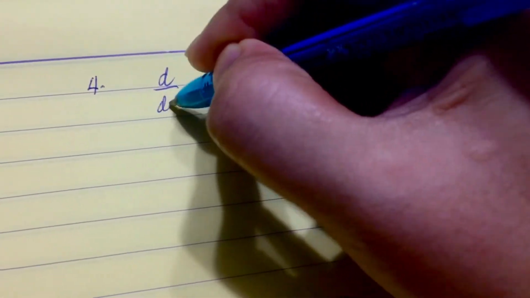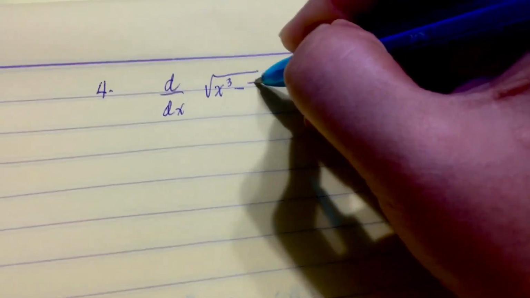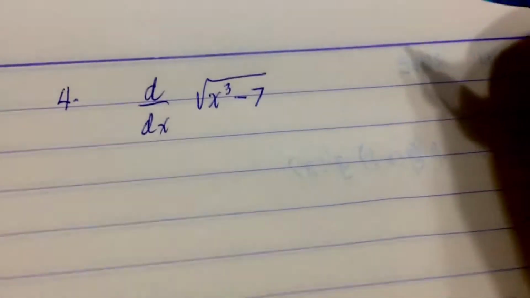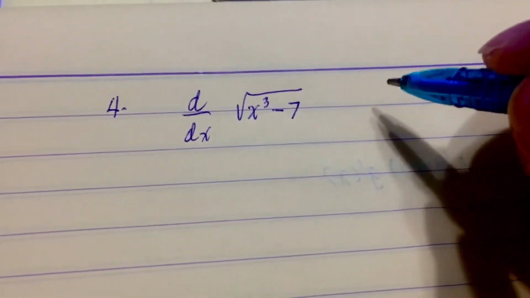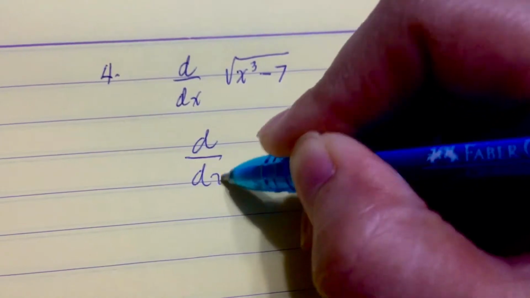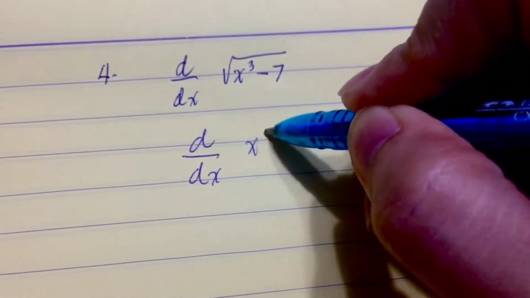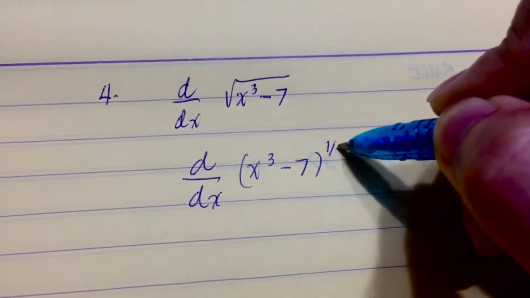Okay, so this is our last example. The derivative of the square root of x cubed minus 7. Right? Or we can write it as x cubed minus 7, raised to the 1/2.